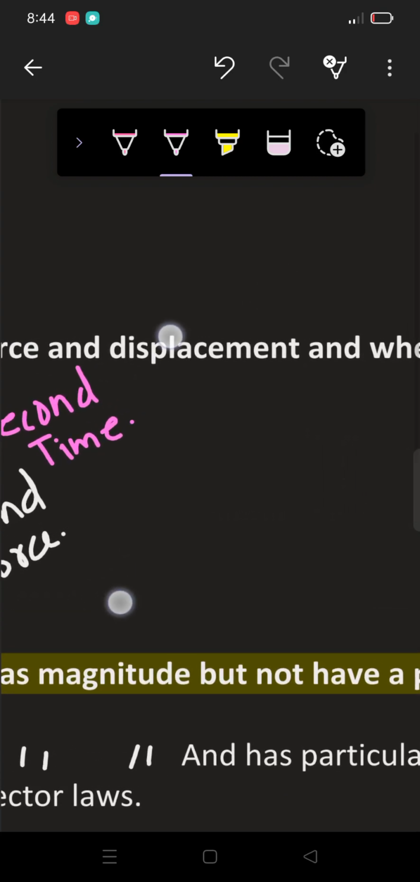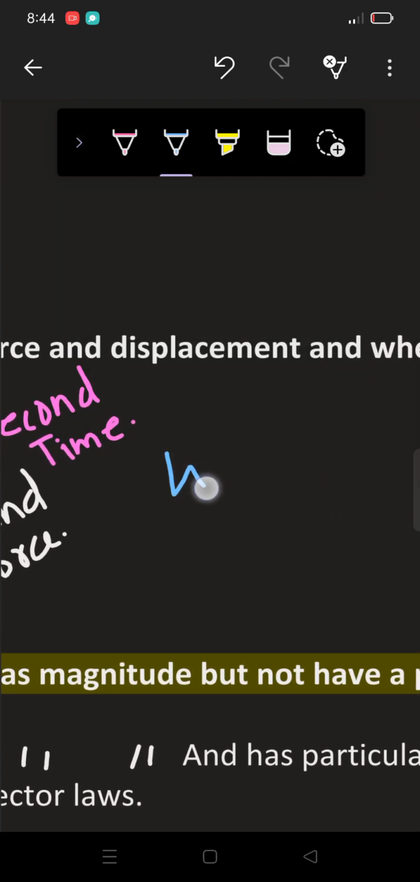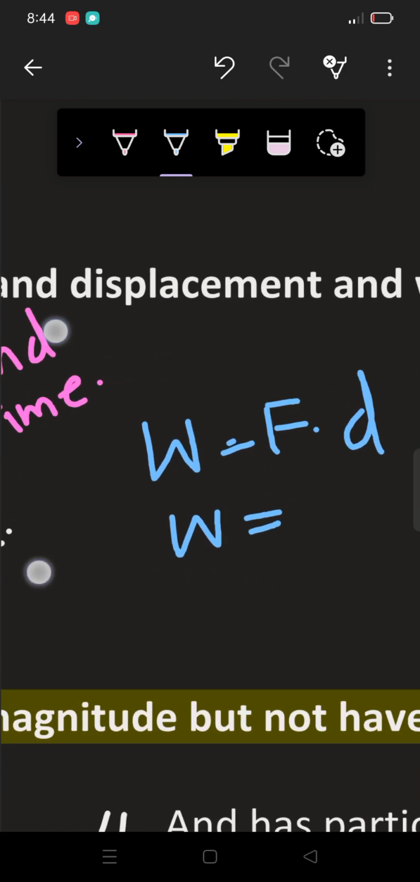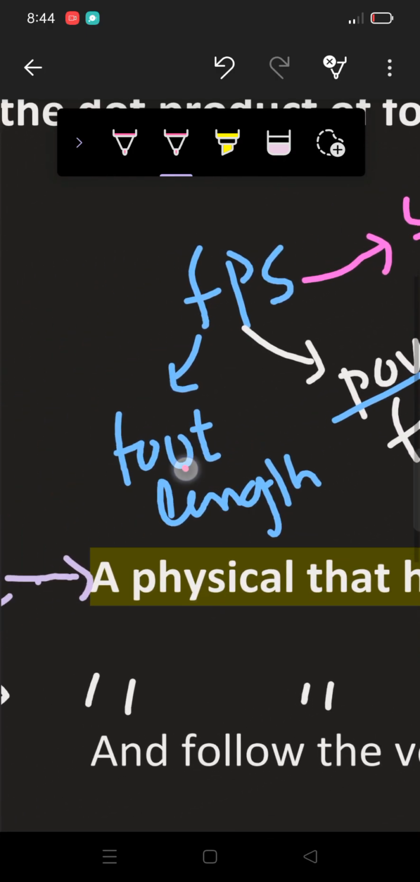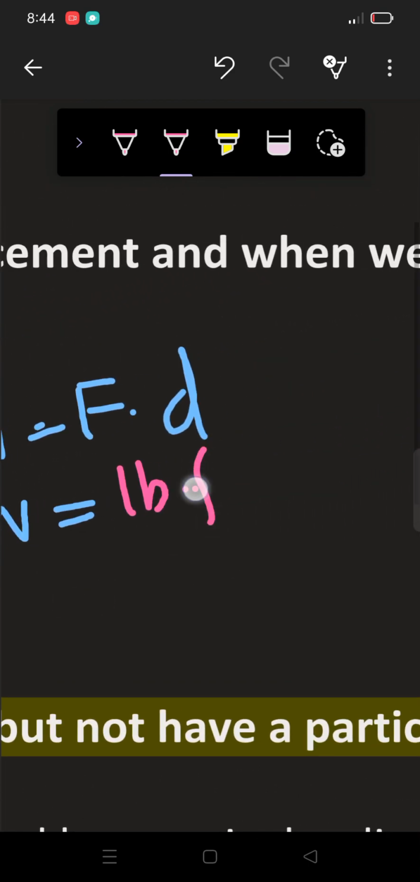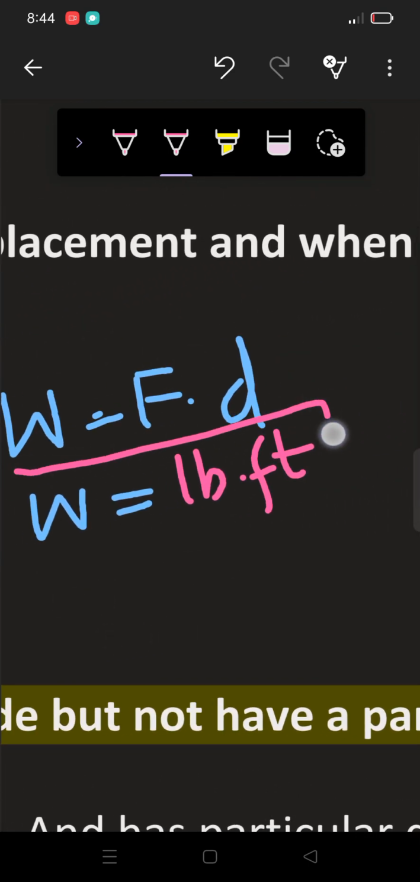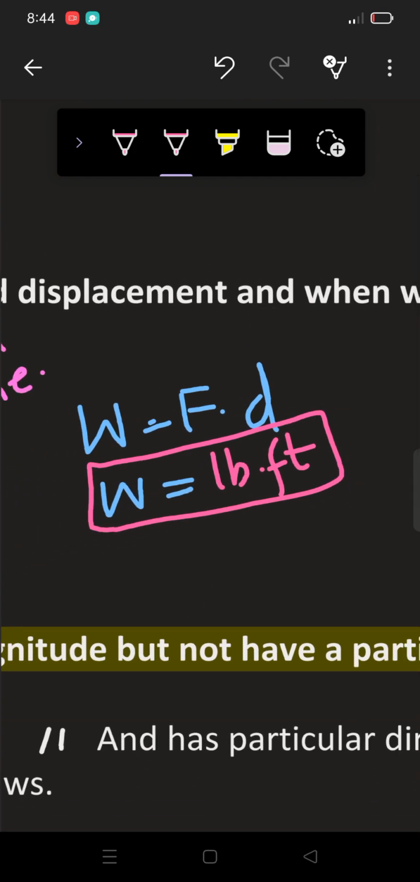Right? So we know that the formula of work is what? It is force dot displacement, right? Here we have the unit of force as pound, which is represented by LB, dot displacement, meaning the length unit is foot, represented by FT. So the unit of work in the FPS system is LB FT, which means force into displacement, or which you can say is the foot pound, right? This is pound, this is foot, which means foot pound is the unit of work in the FPS system.